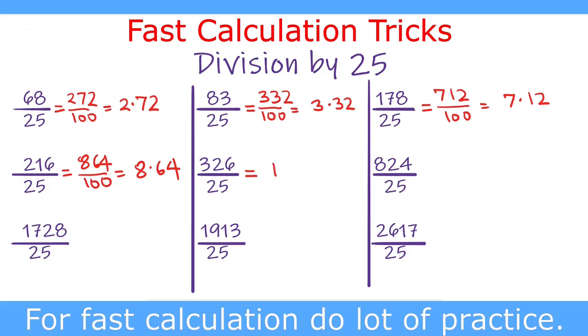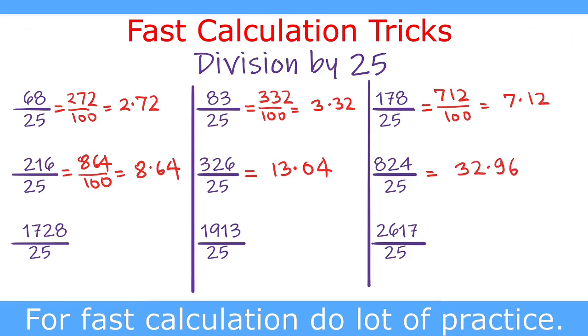We can write it as 13.04. The next is 824 divided by 25. So the double of 800 is 1600 and double of 24 is 48. So this is 1648, and double of 1600 is 3200 and double of 48 is 96. So the 4 times of 824 is 3296, divided by 100 is 32.96.